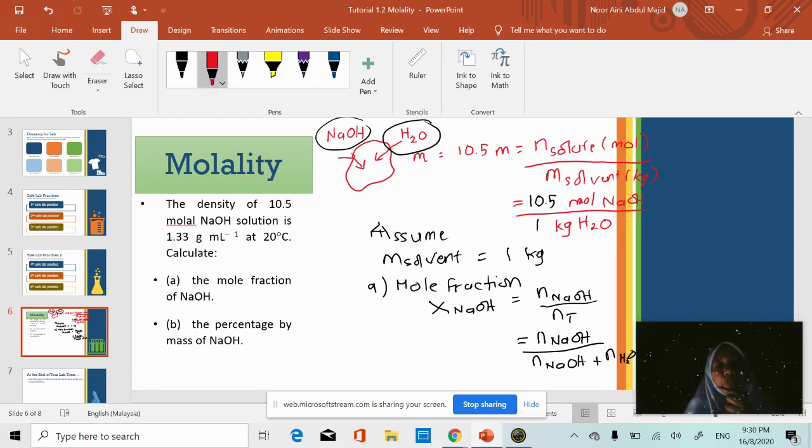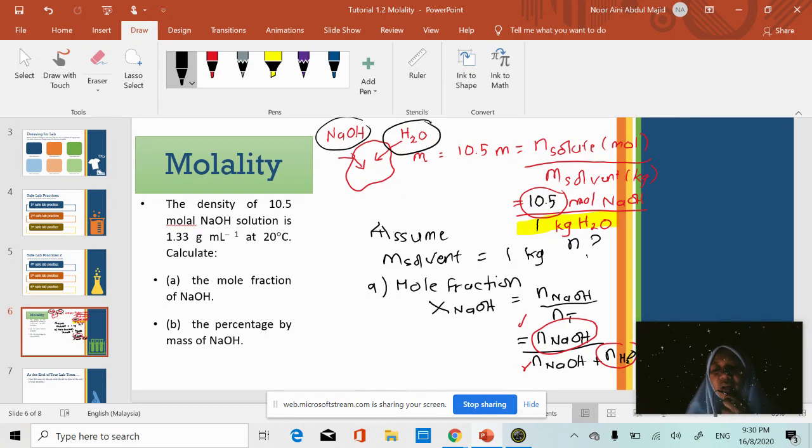Now, do we know N NaOH? Yes, it is 10.5. So we know this and we know this. Do we know N H2O? No, we don't know. But what do we know about H2O? We know that H2O is 1 kilogram. Can we calculate the number of mole? Yes, it's just mass of H2O over molar mass. Alright, I think you can try and proceed.